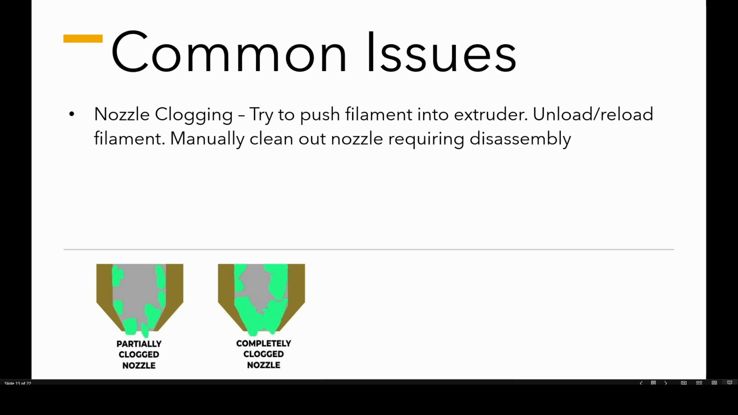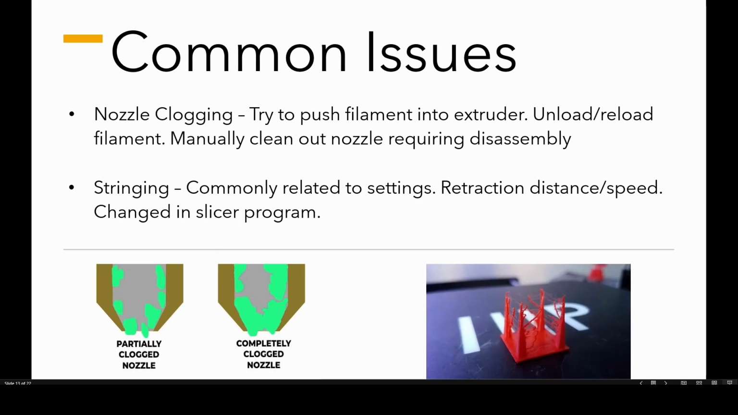The printer manufacturers usually have videos on how to dismantle certain parts of their 3D printers in case this happens. They also have ways to buy extra parts on their website. To fix issues like stringing, they are commonly related to the settings of the 3D printer rather than something physical. Settings like retraction distance and retraction speed can be used to fix the stringing issue, and these settings can be changed within the slicer program.